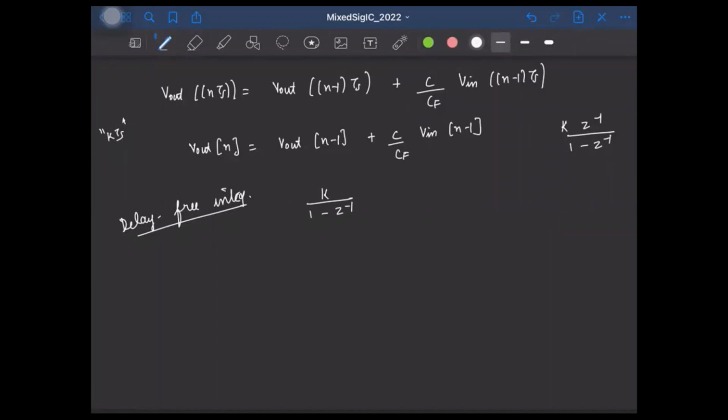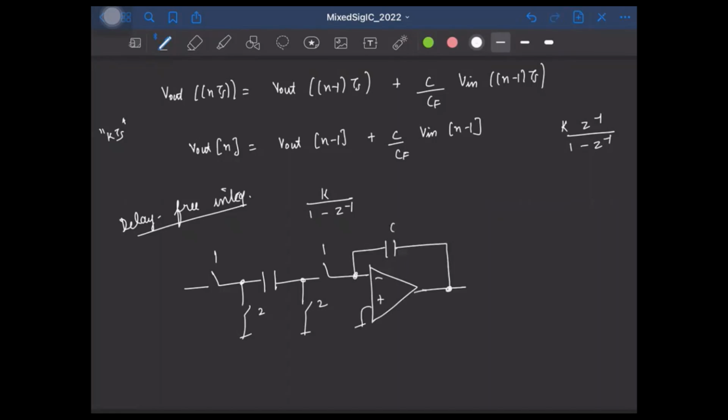And this can be realized by simply sampling and transferring the input charge during the same phase. So what we'll do is the following. During the phase phi 2, we'll reset the capacitor here, and during the phase phi 1, we'll directly sample and transfer the input to the feedback capacitor like this. Okay, so this will give a transfer function of the form minus k by 1 minus z inverse. So you can analyze it yourself and confirm it.